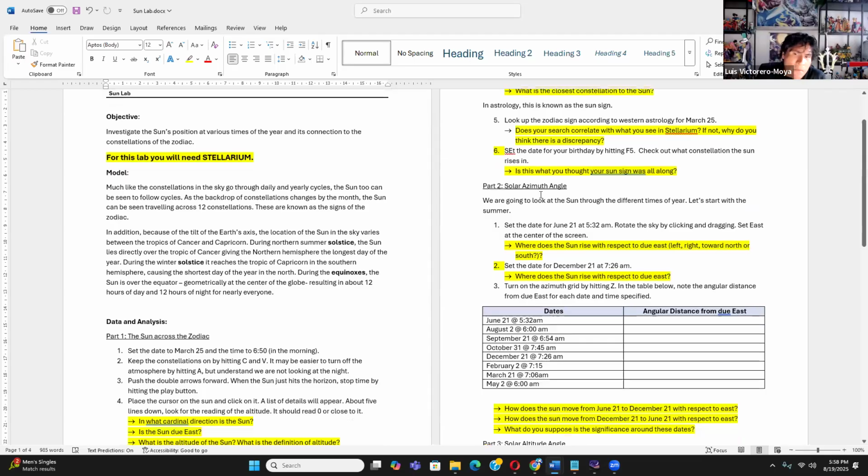Now we're going to go to the azimuth angle, okay? So we're going to be looking at the azimuth grid. I'm going to give you a hint for this to make it easier, all right? You're going to look at the rise of the sun on different dates. So where does the sun rise? That's easy. Where does the sun rise with respect to the east? So you're going to go to December 25th, 7:26 a.m. And let's take a look.